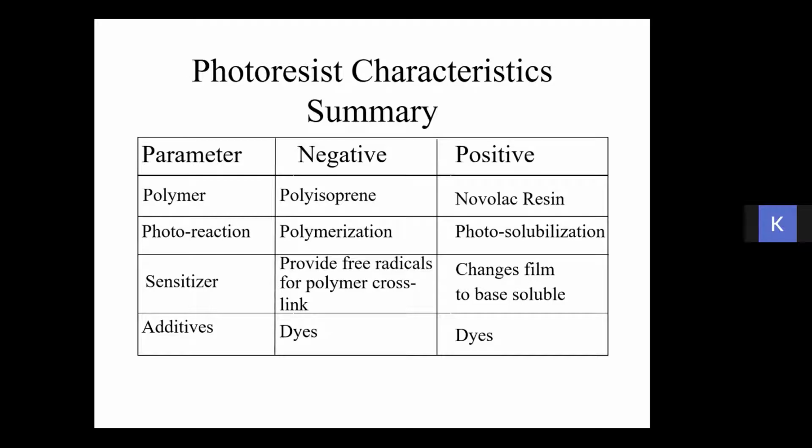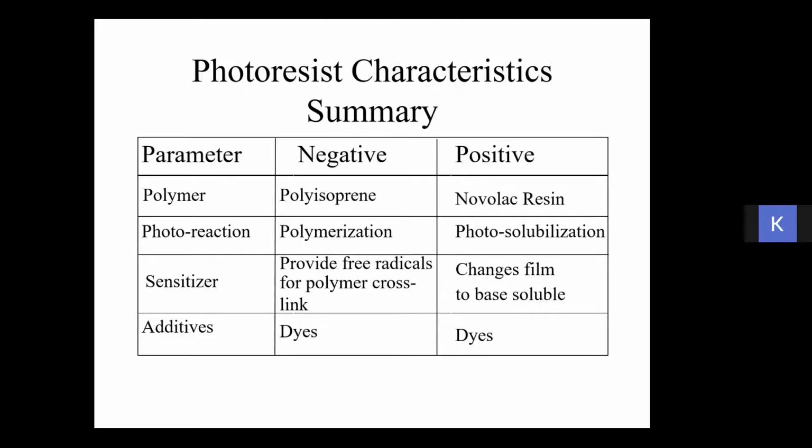Okay. The main polymer for the negative photoresist is polyisoprene, and for the positive one is a resin. And the photoreaction for the negative polymer is polymerization, whereas for the positive one it is photosolubilization. Obviously you understand this, as we have discussed in our last slide.